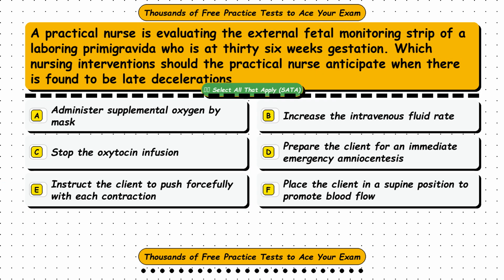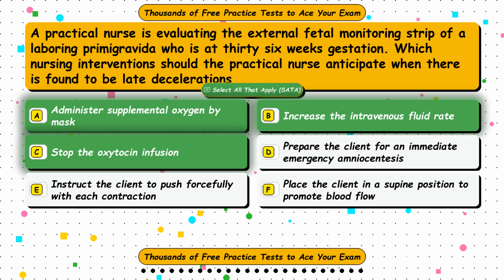Question 4. A practical nurse is evaluating the external fetal monitoring strip of a laboring primigravida who is at 36 weeks gestation. Which nursing interventions should the practical nurse anticipate when there is found to be late decelerations? Option A, administer supplemental oxygen by mask. Option B, increase the intravenous fluid rate. Option C, stop the oxytocin infusion. Option D, prepare the client for an immediate emergency amniocentesis. Option E, instruct the client to push forcefully with each contraction. Option F, place the client in a supine position to promote blood flow.